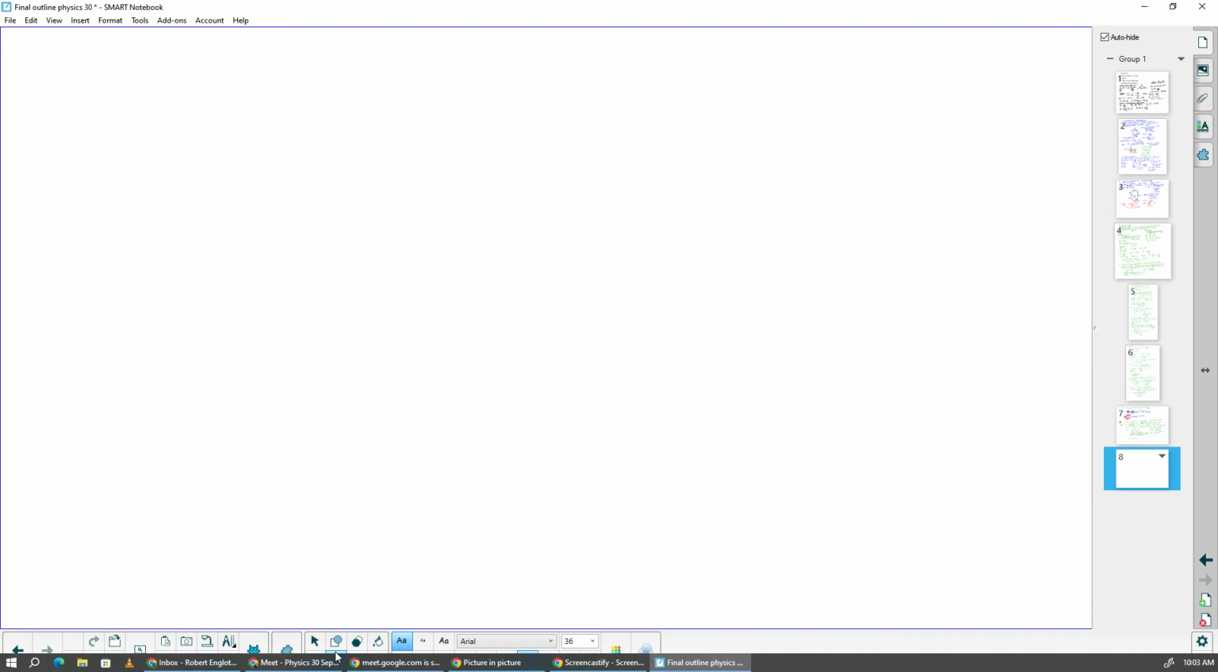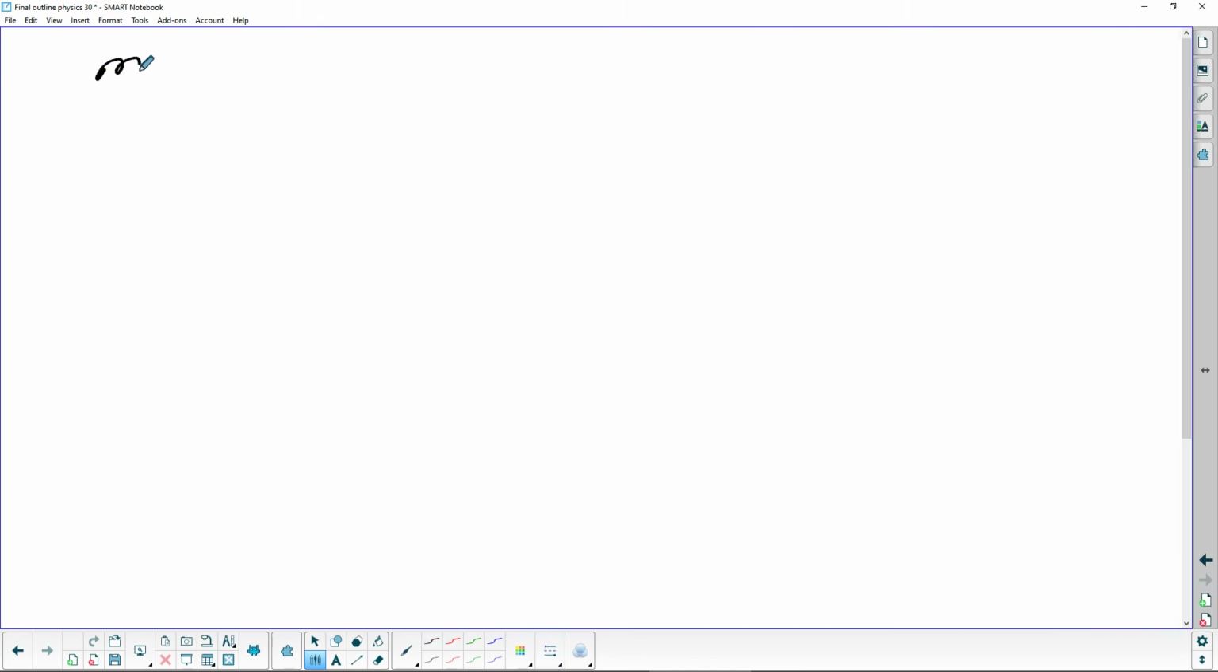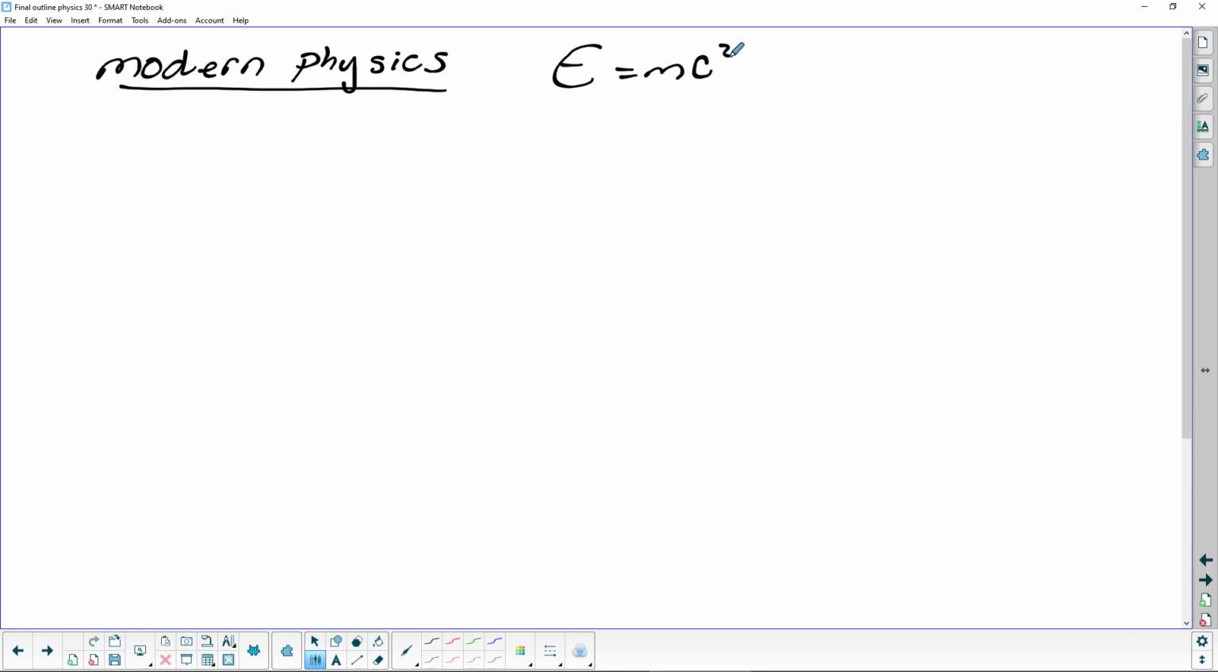All right, so, modern physics part. We only did 4 days of it. The main formula that we're going to be using is for nuclear binding energy and nuclear energy of fusion or fission, is this one. And that's basically the only formula.